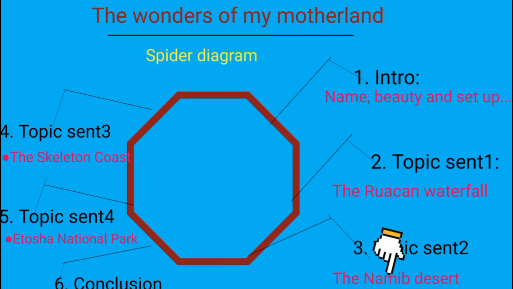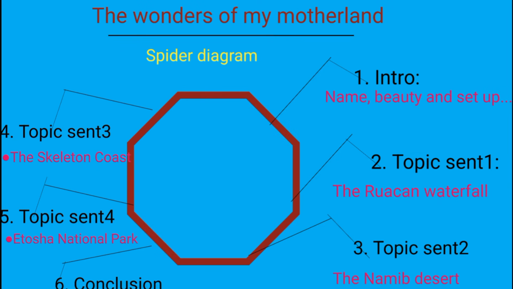Talk about it. What do you find there? How does it look? Why do you think it's a wonder? You are describing so well. This descriptive essay, I'm loving it today. Then I'm moving on to the next topic sentence. I can talk about the skeleton coast. Where do I find this? What happens there? How does it look like?